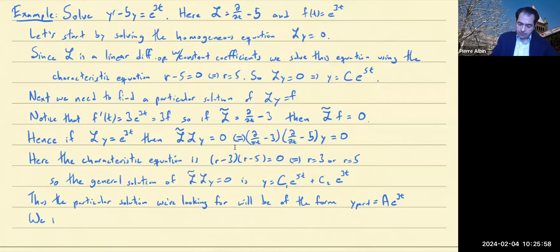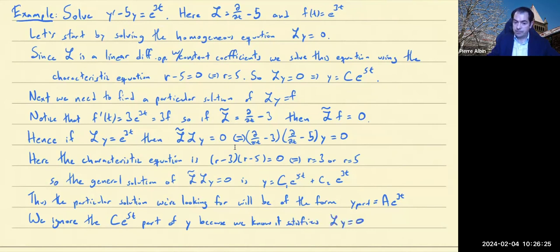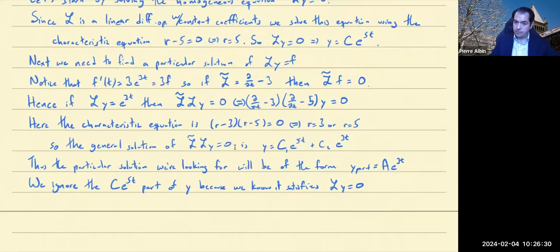Right, so we ignore the C e to the 5t part of y because we know it satisfies L of y equal to 0. Okay, so now plugging in y part equals a e to the 3t into L of y equal to 3 e to the 3t, we find that a has to be equal to minus 1/2, right? Just like what we did last class, you plug it in and then find the undetermined coefficient.